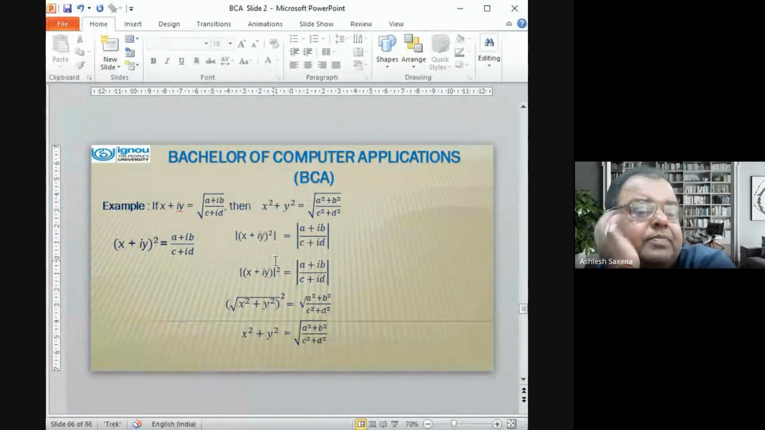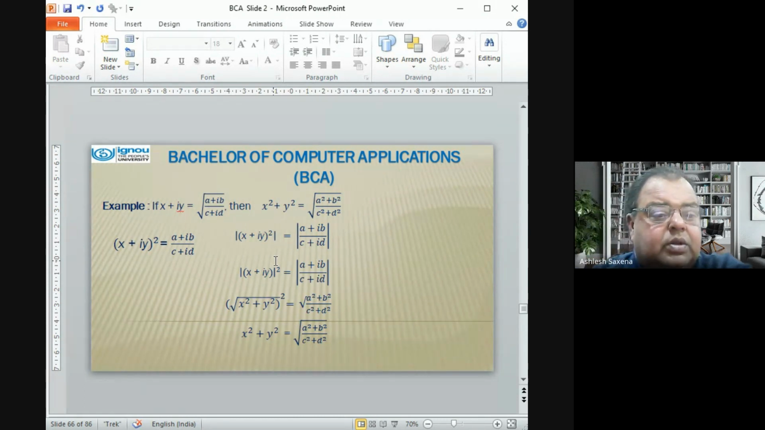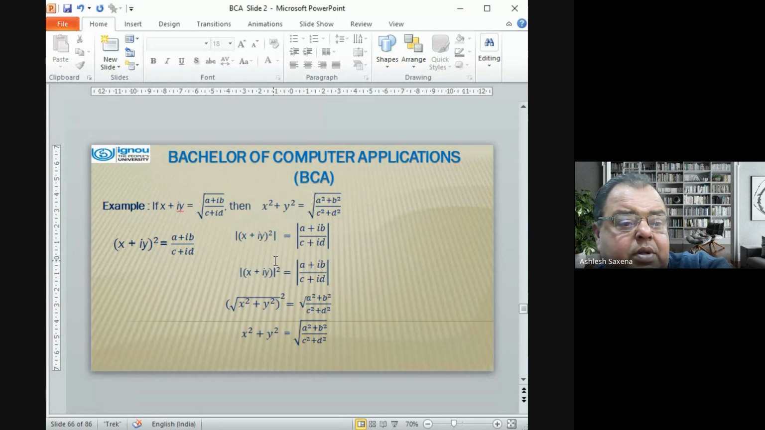Now here it goes. We have to prove if x plus iota y is equal to under root a plus iota b upon c plus iota d, then x square plus y square is equal to under root a square plus b square divided by c square plus d square. What we are going to do? First of all, we will pick your if part. That is x plus iy equal to under root a plus ib upon c plus id.